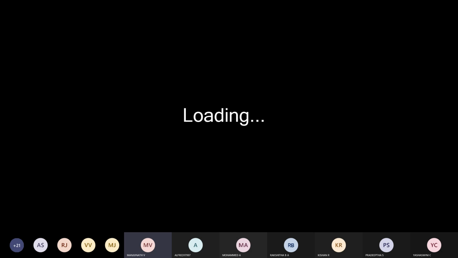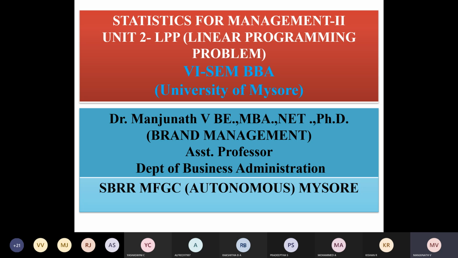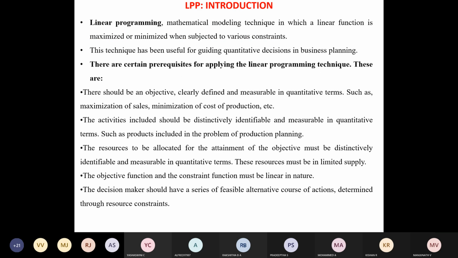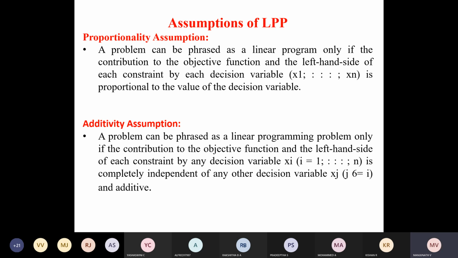I hope now we have got some kind of understanding about LPP and its solution. But these solutions are based on some assumptions. Write down this statement: the solutions of LPP are based on few assumptions.